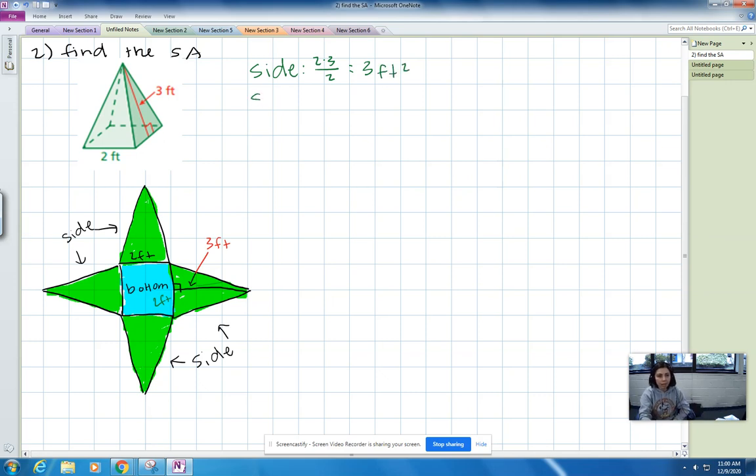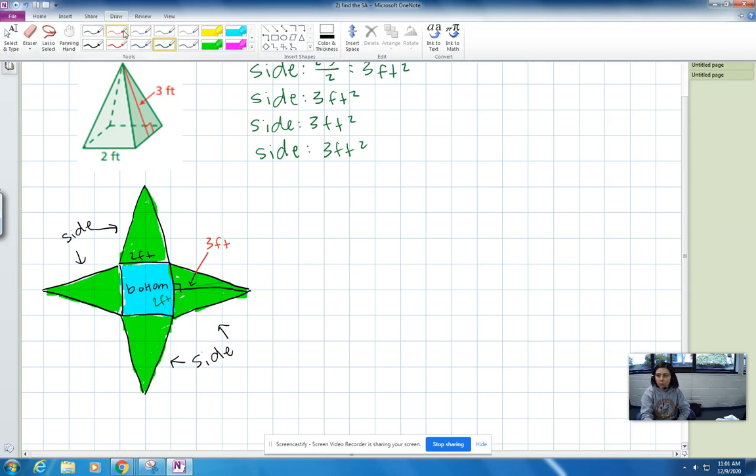The other 3 sides are going to be the exact same. I'm not even going to do the math because I already know they have the same base and height, so their area is going to be the same. It's still going to be 3 feet squared, and our fourth side, 3 feet squared. So we found the areas of all of those lateral faces, all those triangles.